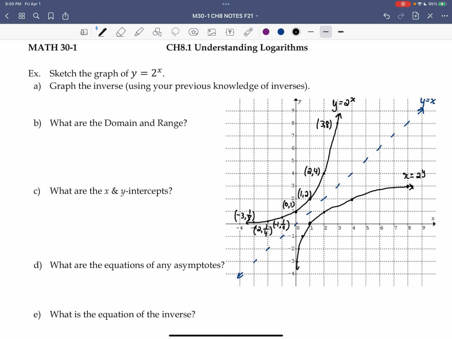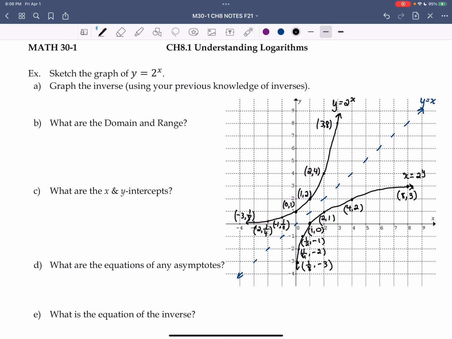I'm going to write down the coordinates for some of these points. This was 8, 3. This was 4, 2, 2, 1, 1, 0, 1/2, negative 1, 1/4, negative 2, and last one, 1/8 and negative 3.